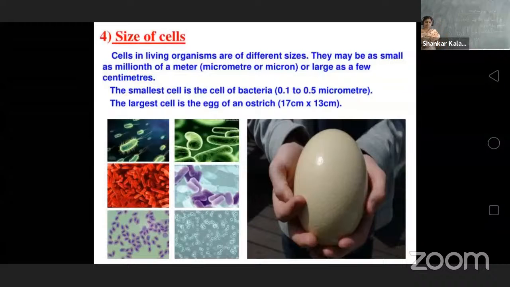Unicellular and multicellular, students. All animals and birds will be multicellular. If it is large, it will be having more cells in its body, right? Here, the largest cell is the egg of an ostrich. We have not seen that egg. You can see it in the picture, students.